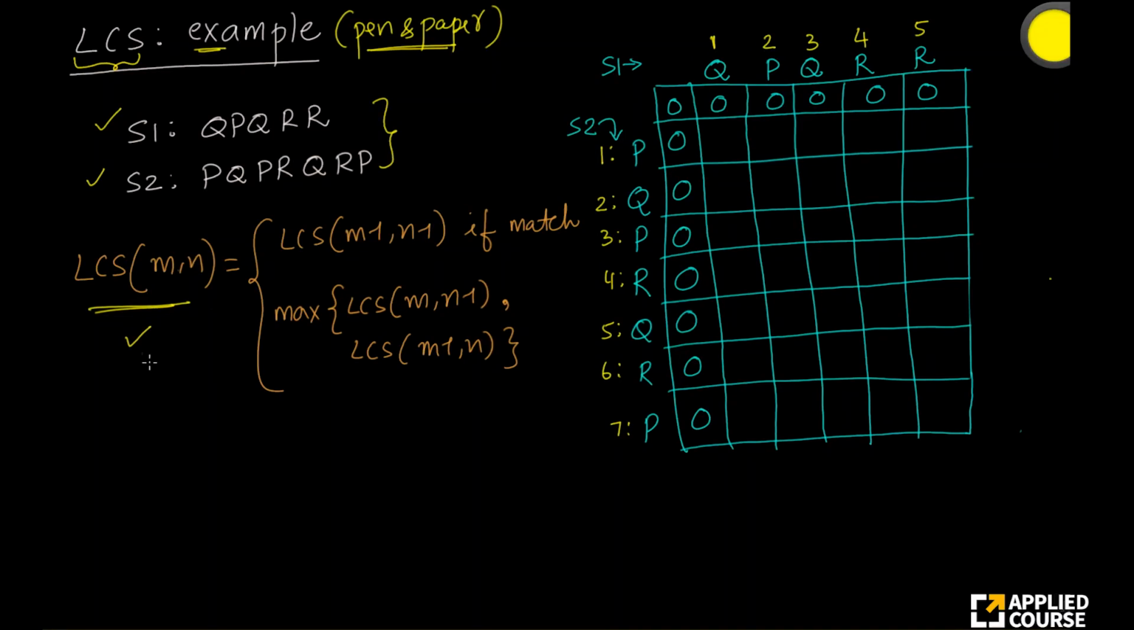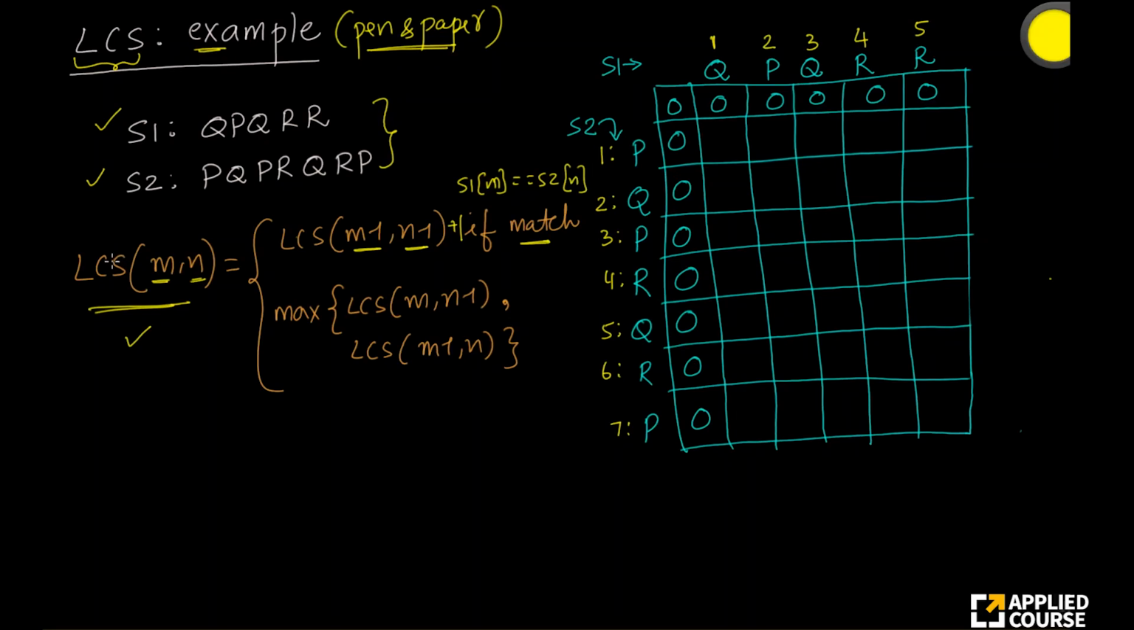Let us just recall the recursive equation here. LCS of m comma n, if I have two strings, one of length m, other of length n, is equal to, this is the recursive equation, right? It is the LCS of m minus 1 and n minus 1, plus 1, if the last two characters match. Match here means S1 of m is equal to S2 of n. If the last character of S1 and the last character of S2 match, then the longest common subsequence.